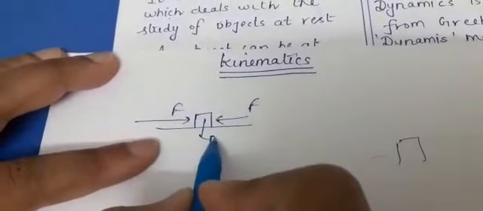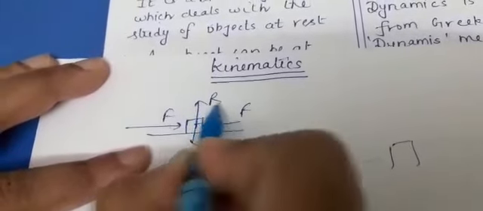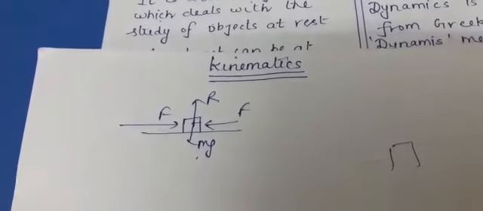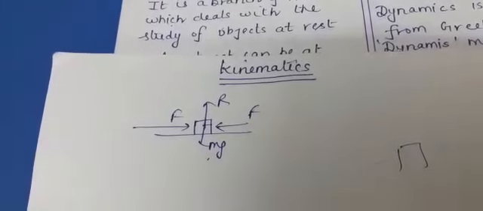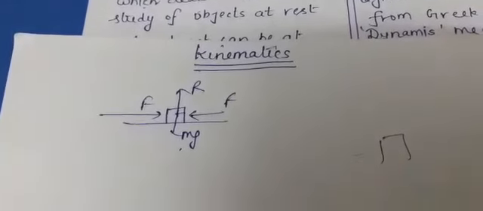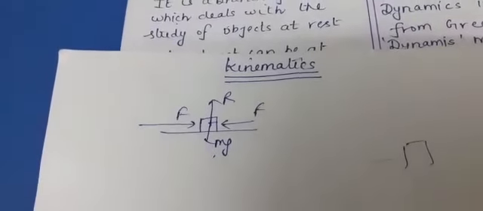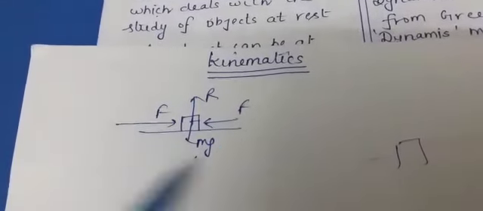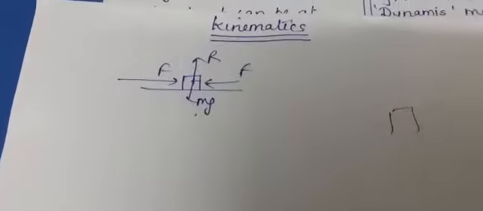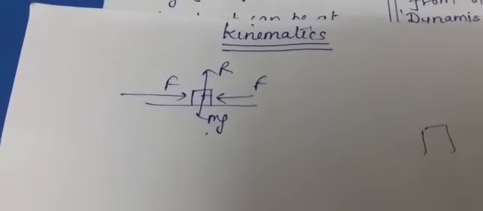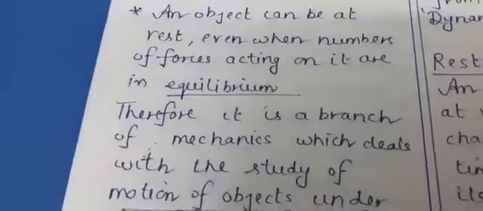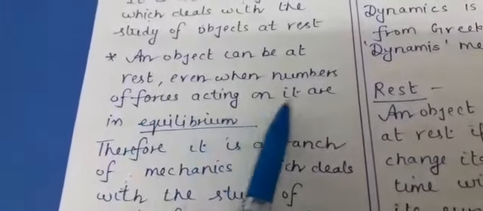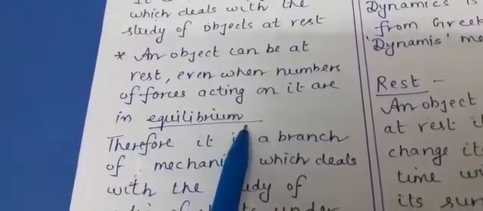And if weight is acting downward and the reaction force is acting upward, you can see that weight will always be balanced with the reaction, and the forces applied from both sides will not make the body change its position. So here the body will remain at rest, even though forces are acting, because the forces are in equilibrium. Equilibrium means the net force acting on the system is zero. So an object can be at rest even when a number of forces acting on it are in equilibrium.